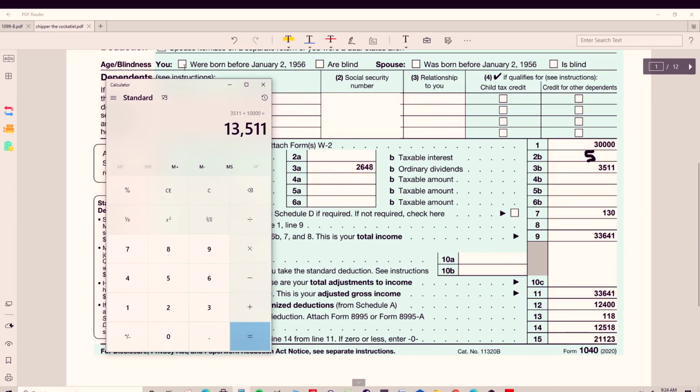So if you have more than one dividend statement or more than one interest statement, you would add them all up and report them on Schedule B that we looked at a moment ago, adding the totals up here. That's how that works. Nothing overly complex, but just something to be mindful of.